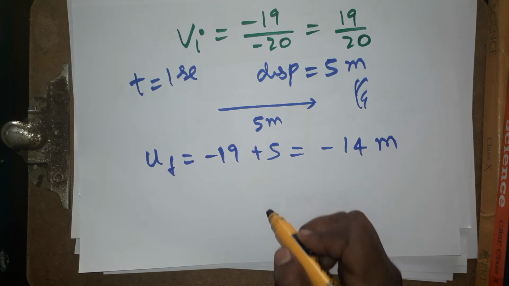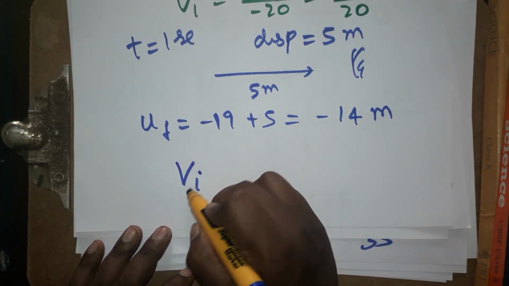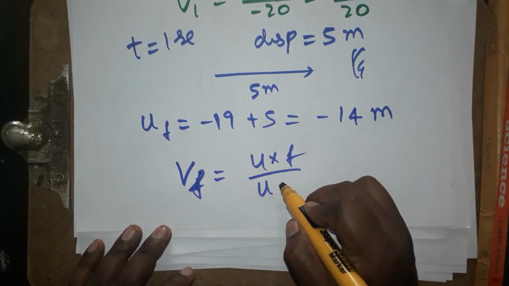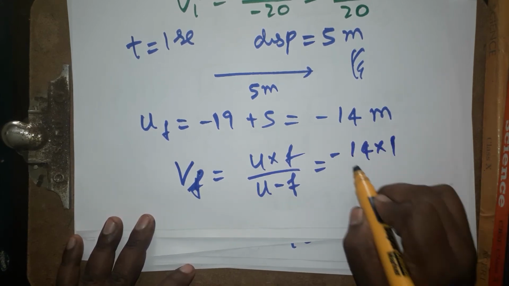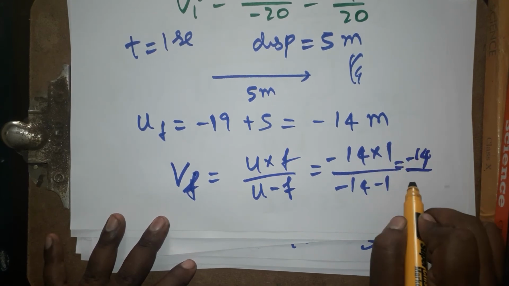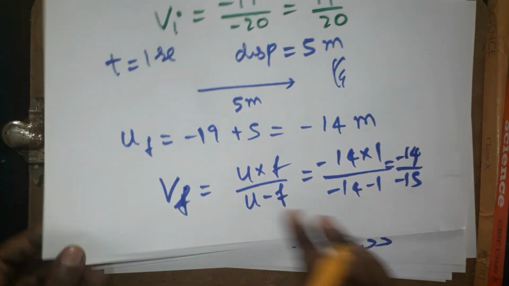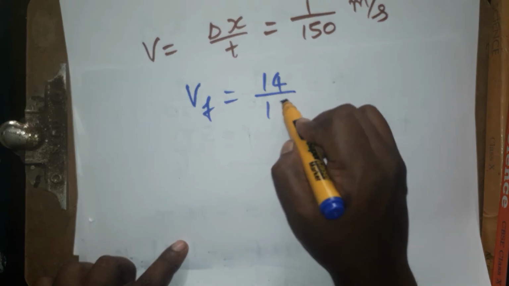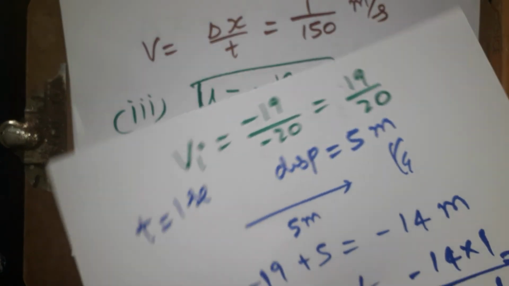Now image position. Finally it's V equal to U into F divided by U minus F. What is U now? Minus 14. F is 1 meter. Minus 14 minus 1. So I'll get minus 14 divided by minus 15. If you do this calculation, V final is going to be 14 divided by 15. Initially we know it's 19 divided by 20.